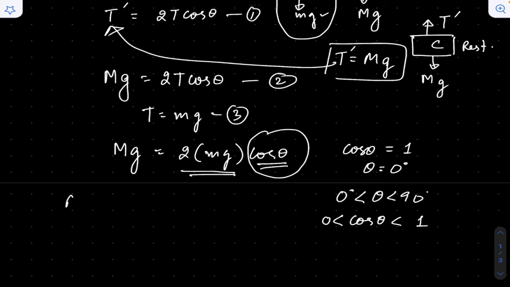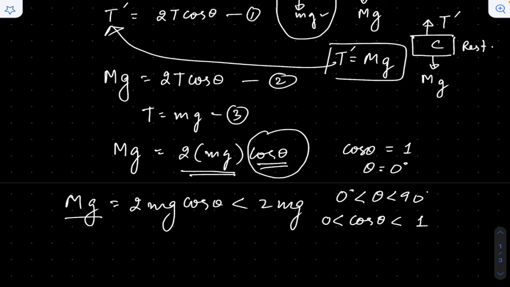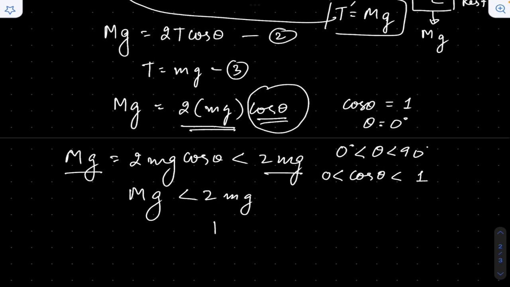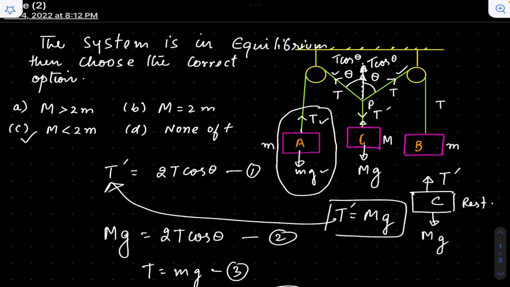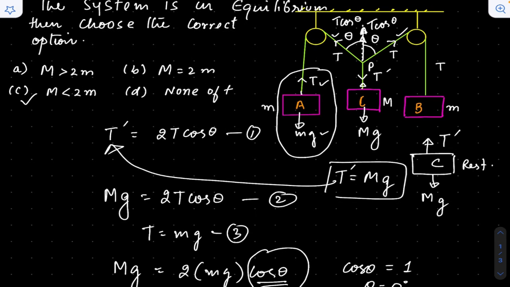So we can write capital Mg equals 2 mg cos theta, which is less than 2 mg. From this statement we can write capital Mg is less than 2 times small mg. When the g terms cancel each other, capital M is less than 2 times small m. So this is the condition. Let us see which option is correct, and we can say option C is correct. So this is one example based on equilibrium.